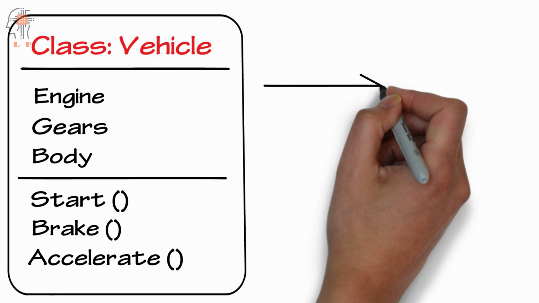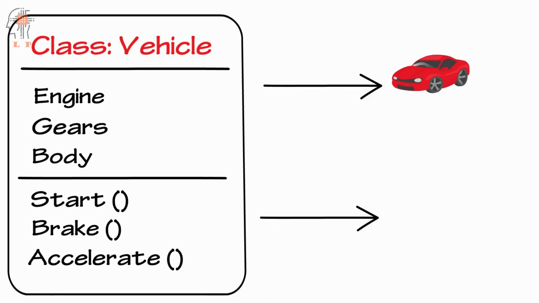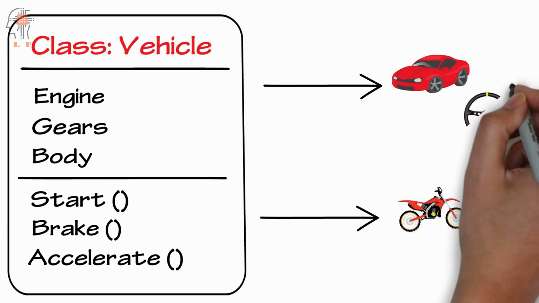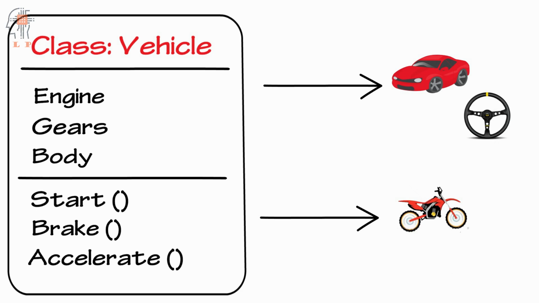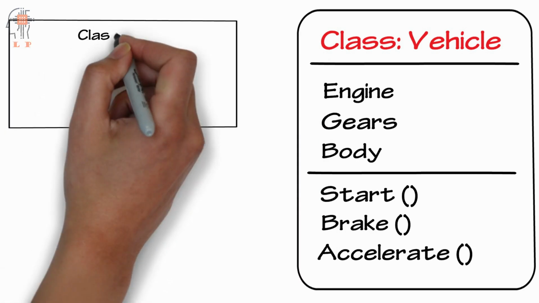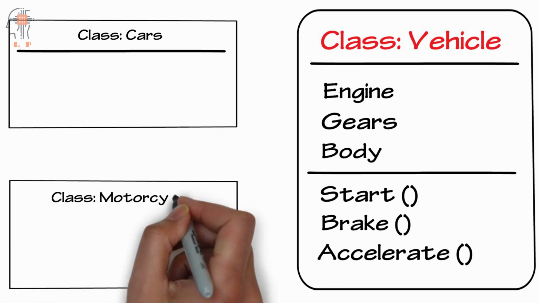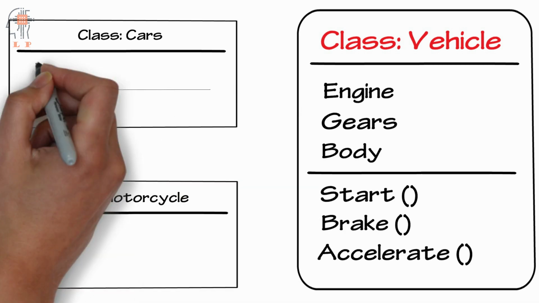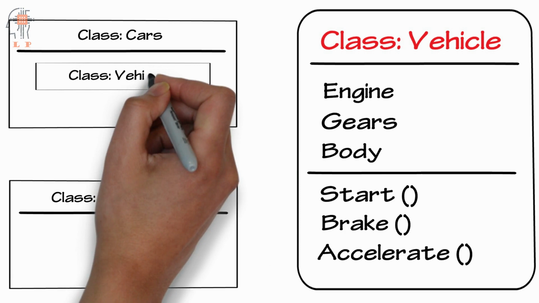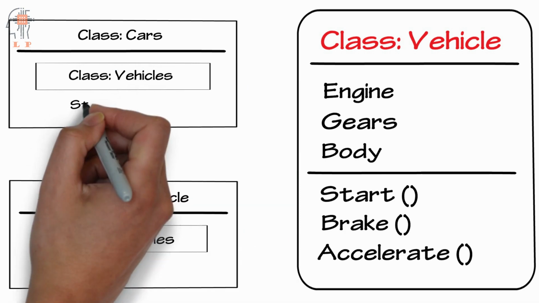Just like I said earlier, there are different kinds of vehicles like cars and motorcycles. But as you can see, both of them are different from one another. Like cars have steering wheel, but motorcycles have handles. So we can now consider cars and motorcycles as two separate classes. But wait, they are still vehicles, right? So they will inherit all the attributes of a vehicle, and also some of their own attributes will be present.